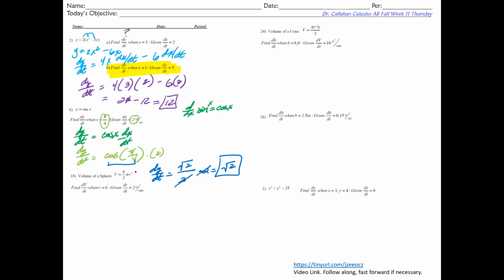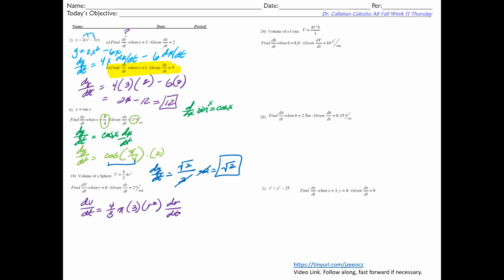So the derivative of V is going to be dV over dt, which is equal to, remember I told you that 4 over 3 pi is just a constant, so you're going to treat it as if it is just a constant, and you're not going to do anything with it. So you just put 4 over 3 pi, and then apply the power rule to r cubed, so bring the 3 down, so you have a 3 r squared, dr over dt.